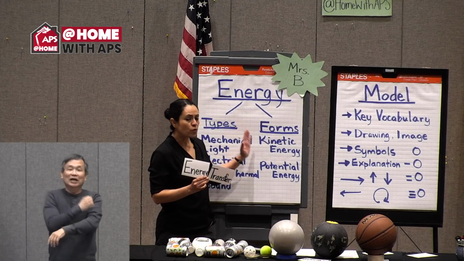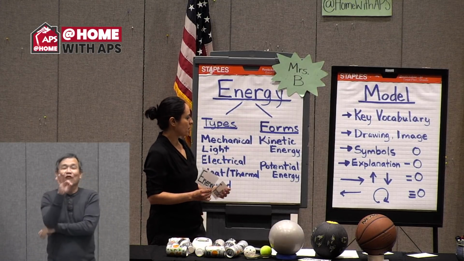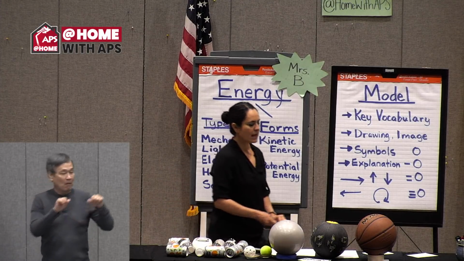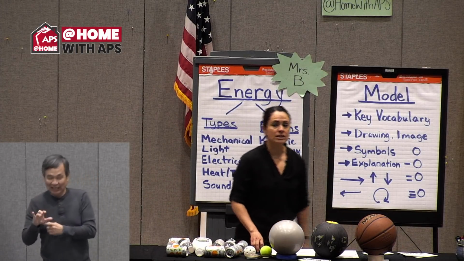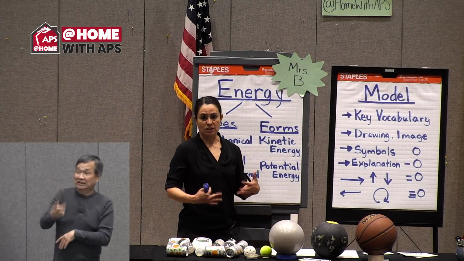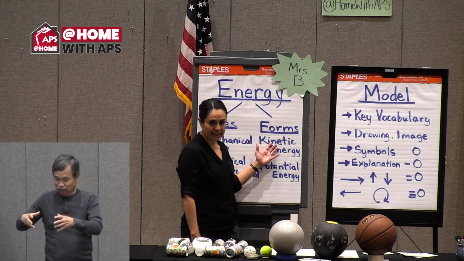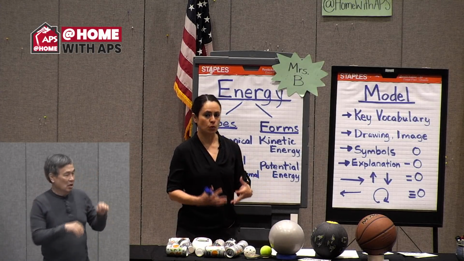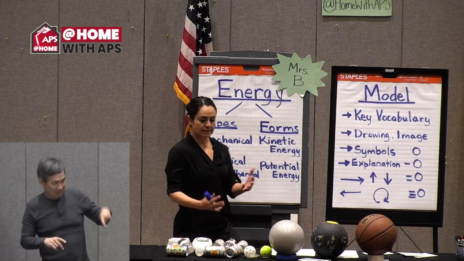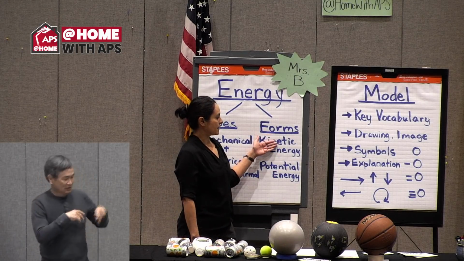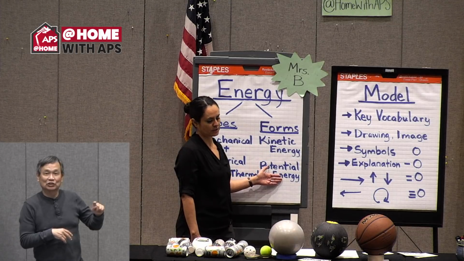And so two forms we're going to talk about today are kinetic energy and potential energy. Kinetic energy is energy in motion. When we see objects moving, they can have kinetic energy. Potential energy is when energy is stored. And we're going to see some examples today and explore some examples of kinetic energy and potential energy.